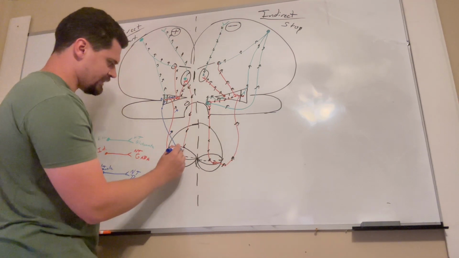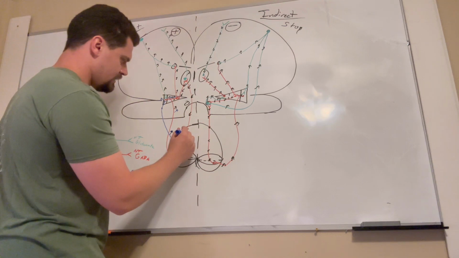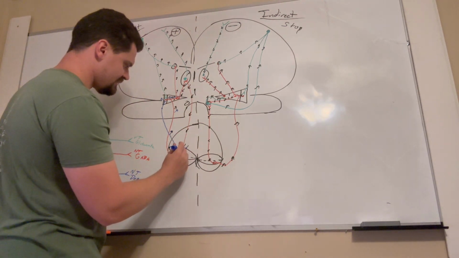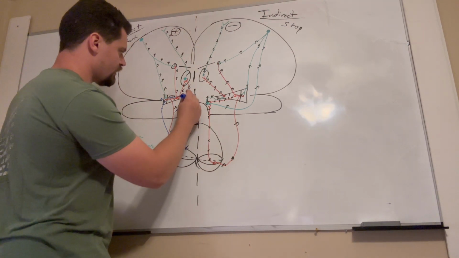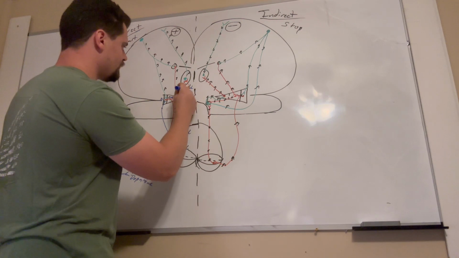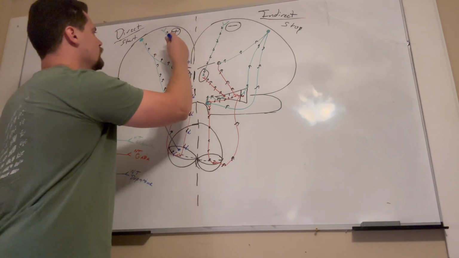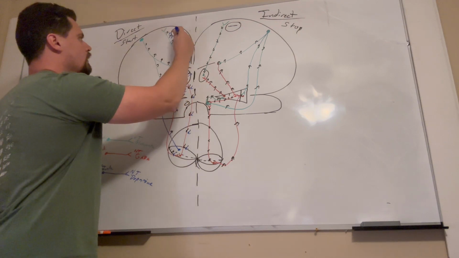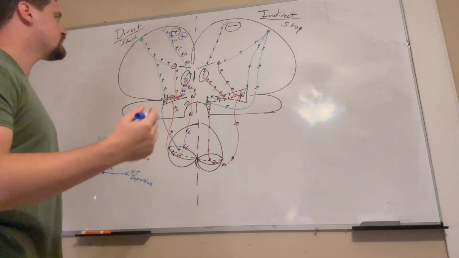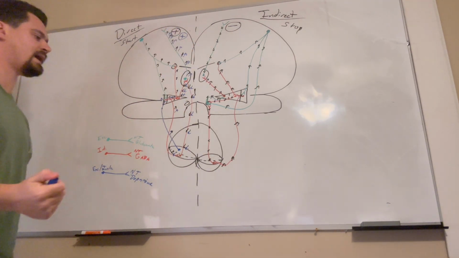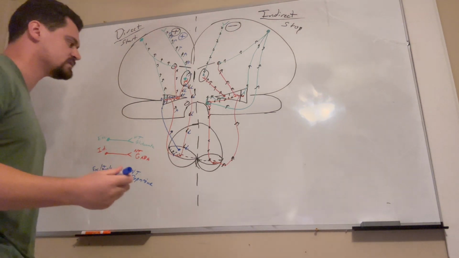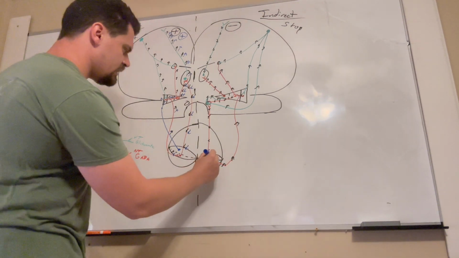Which means if we stimulate this one, it's going to inhibit this even more. So if we're inhibiting even more, then we're going to end up stimulating that movement more and more. So it's going to stimulate the direct pathway even more than it already was. But what does it do in the indirect pathway?